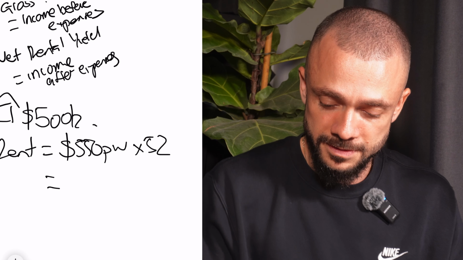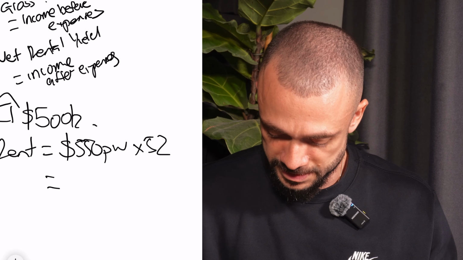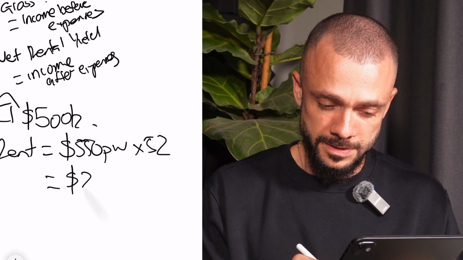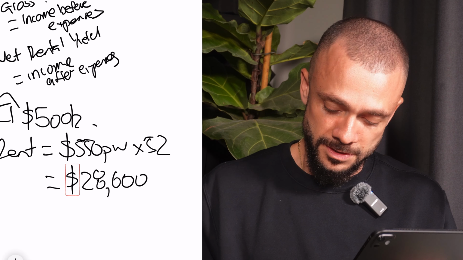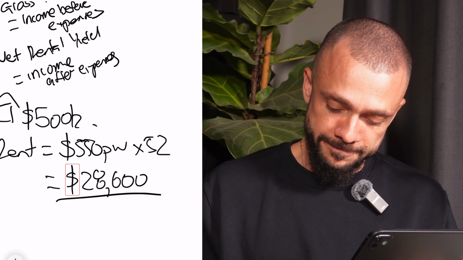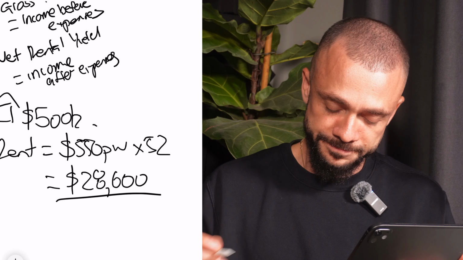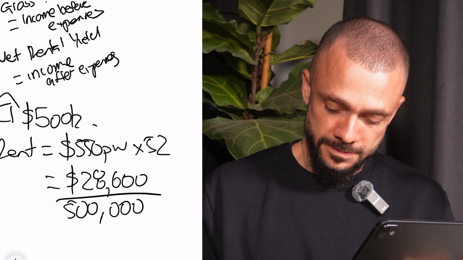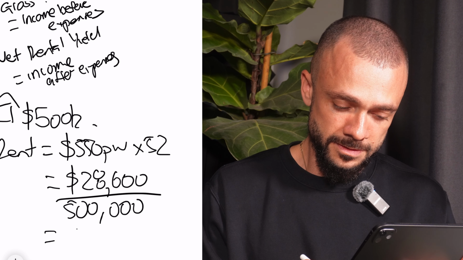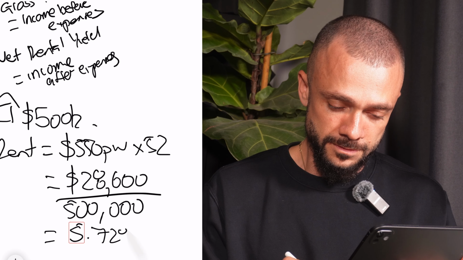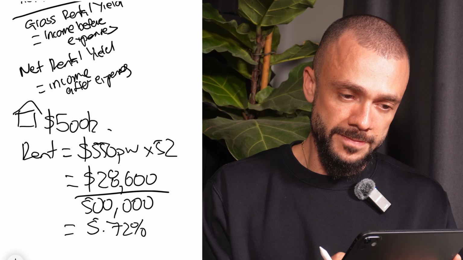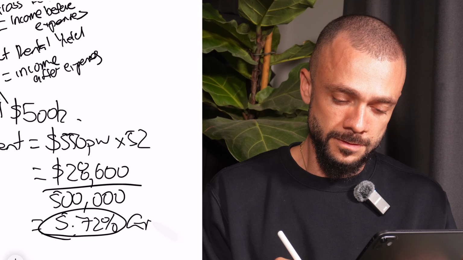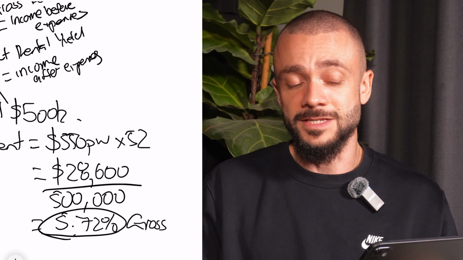And that is going to equal, I don't know what my maths is on that, but let's have a quick little look. See, 550 times 52 is equal to $28,600. And then you divide that by the purchase price, in which case is 500,000, and we essentially get a rental yield of 5.72%. All right, now remember, this is the gross rental yield.